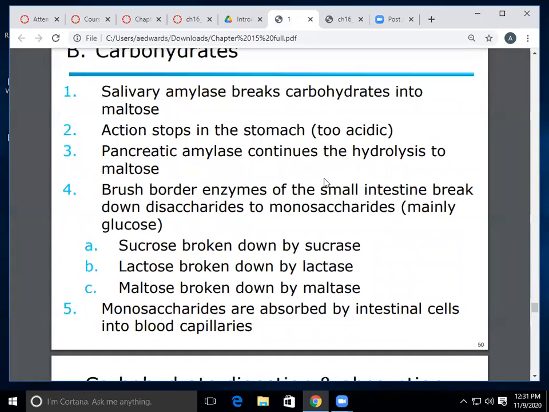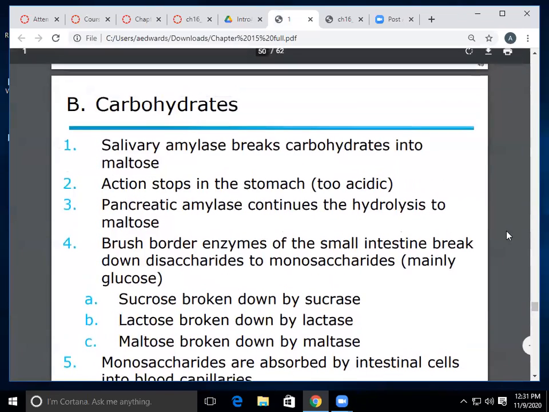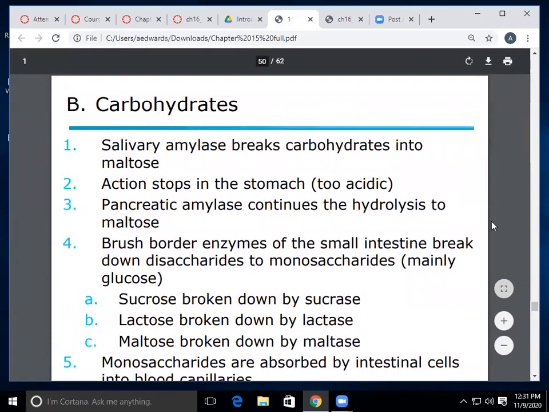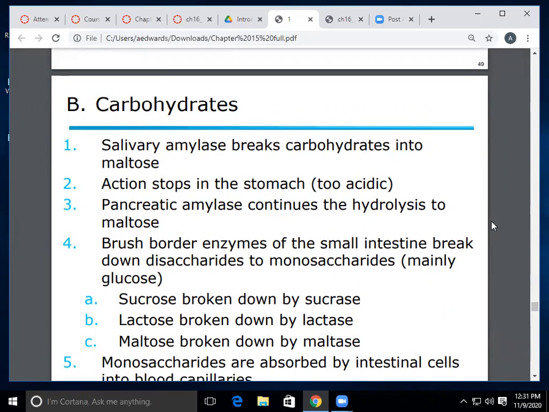All right, we also have carbohydrates. So remember that, the class of biomolecule. So one of the enzymes that's involved in digestion is salivary amylase. Technically salivary amylase is an enzyme, it's a protein, but it breaks down carbohydrates, okay? And it breaks those carbohydrates down into maltose, okay? All right, the action of salivary amylase stops in the stomach. It's too acidic for salivary amylase to work.